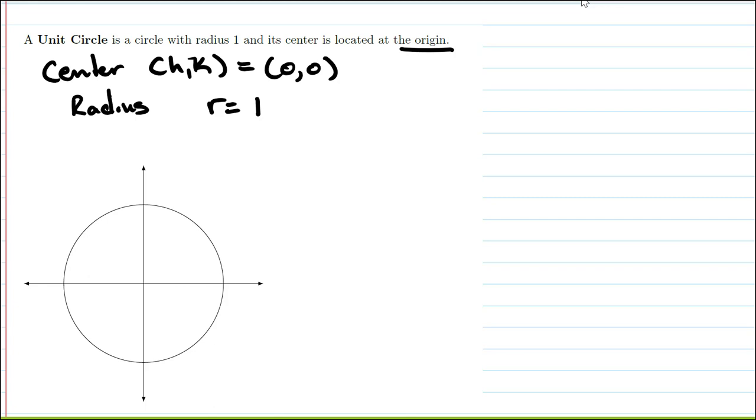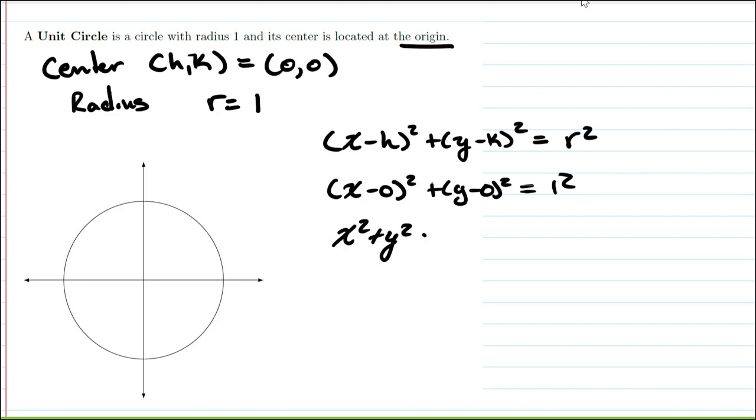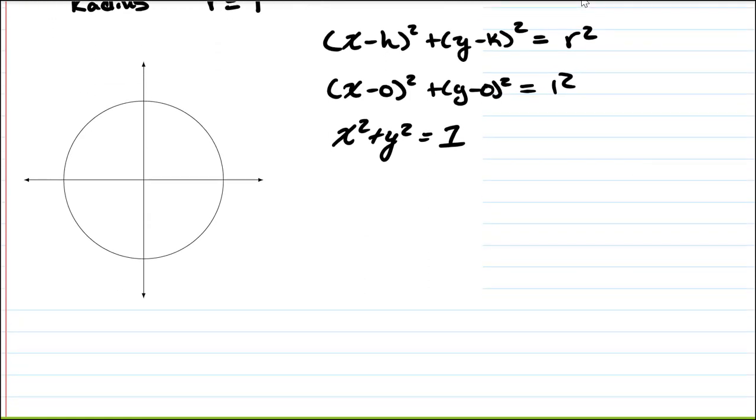This equation of a circle was x minus h squared plus y minus k squared is equal to r squared. So if we substitute in all of our values, we have x minus 0 squared plus y minus 0 squared is equal to 1 squared. And this simplifies to x squared plus y squared is equal to 1. So this is the equation of the unit circle.